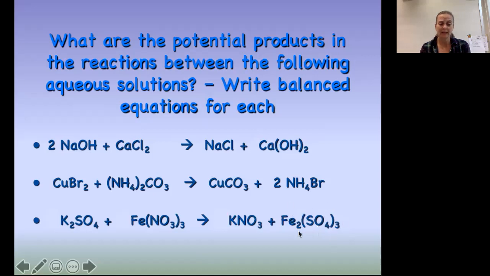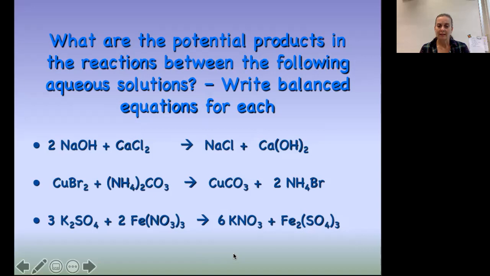Now, because of that, I'm going to put a 3 in front of my potassium sulfate over here so that I can balance the 3 sulfates on the product side. I'm going to put a 2 in front of the iron 3 nitrate so that I have 2 irons to balance the 2 irons on the product side. And that has now given me 6 nitrate ions and 6 potassium ions. And so I need to put a 6 in front of the potassium nitrate on the product side.